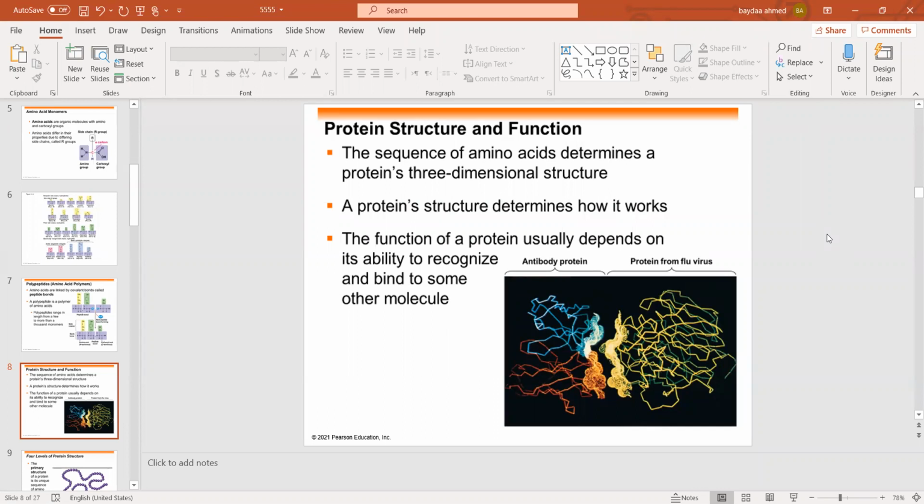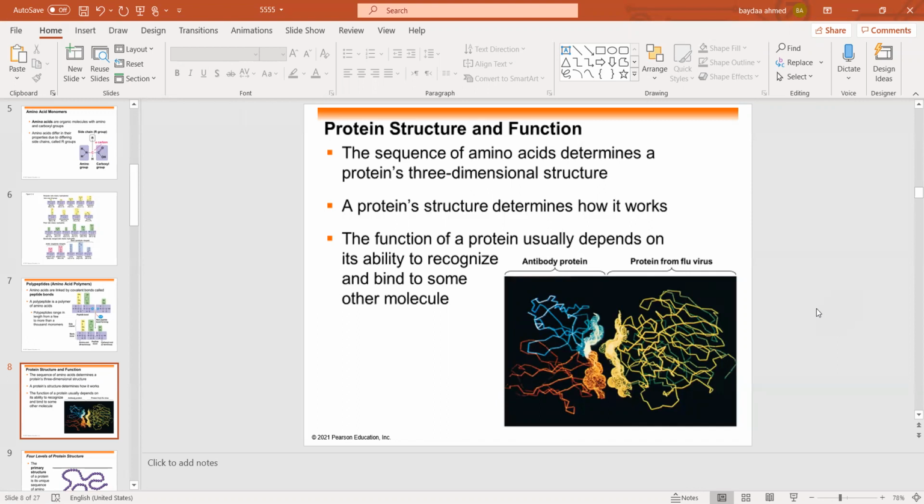When a cell synthesizes a polypeptide, the chain may fold spontaneously, assuming the functional structure for that protein. This folding is driven and reinforced by the formation of various bonds between parts of the chain, which in turn depend on the sequence of amino acids. A protein's specific structure determines how it works. The function of a protein depends on its ability to recognize and bind to some other molecule.